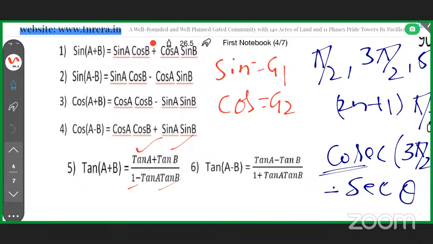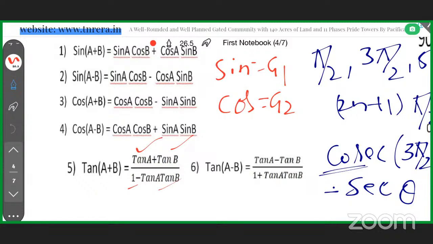Sin A plus B is equal to sin A into cos B plus cos A into sin B. Sin of A minus B is equal to sin A into cos B minus cos A into sin B. Cos of A plus B is equal to cos A into cos B minus sin A into sin B. Cos of A minus B is equal to cos A into cos B plus sin A into sin B.